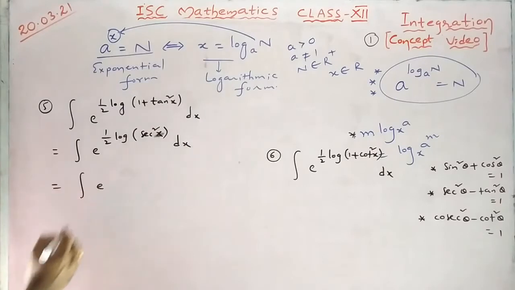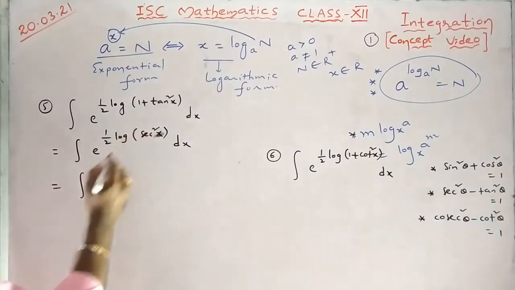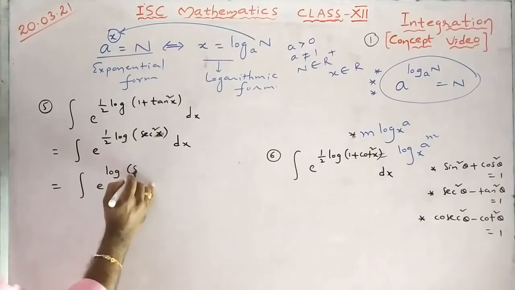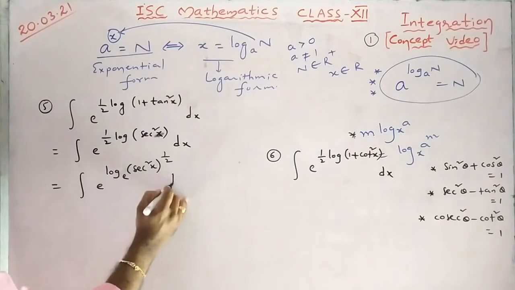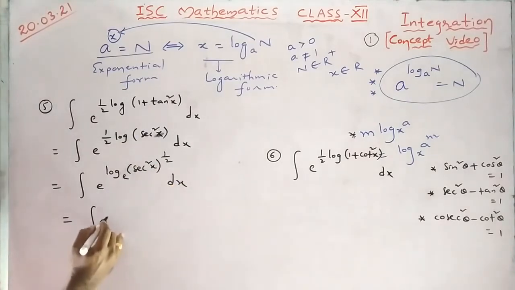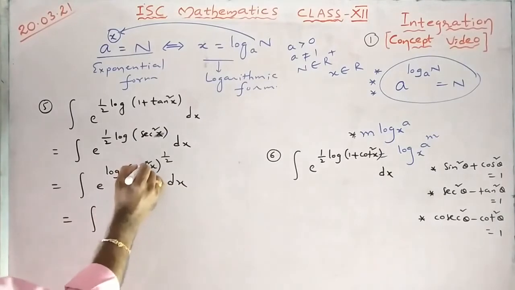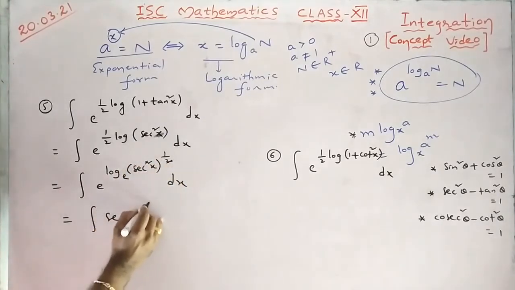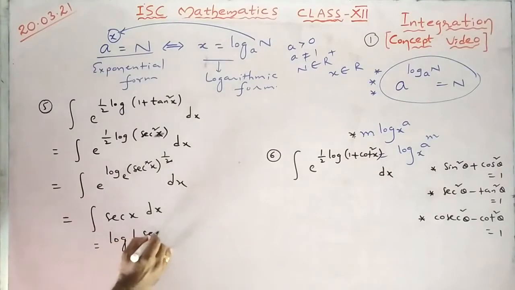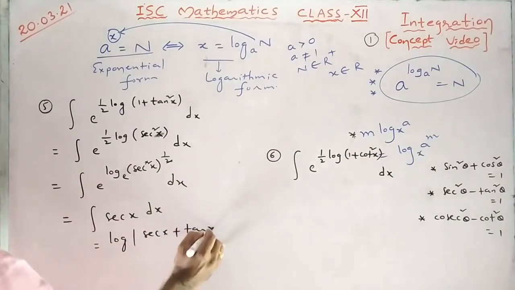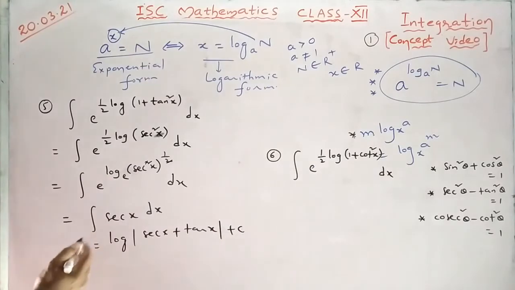So integral e power 1 by 2 can be transposed there. So e power log of secant square x power 1 by 2. If there is nothing here, what should we take? Base e should be considered. So e same. Here 2 gets cancelled. Then we have secant x dx. What is the integration of secant x? You will get it later, I will let you know with proof. Integral secant x dx means log mod secant x plus tan x.